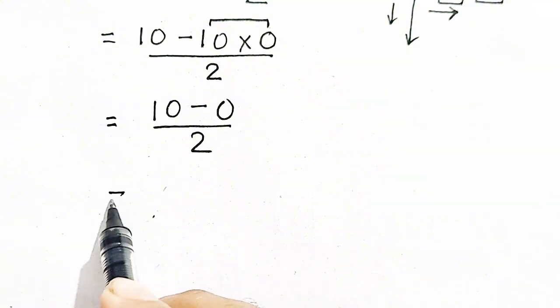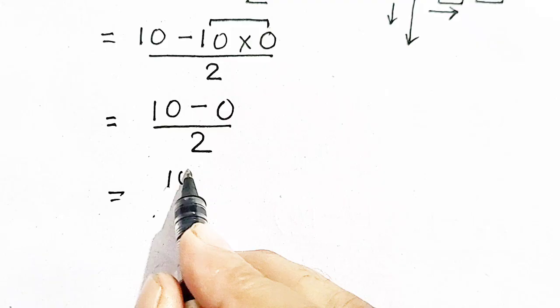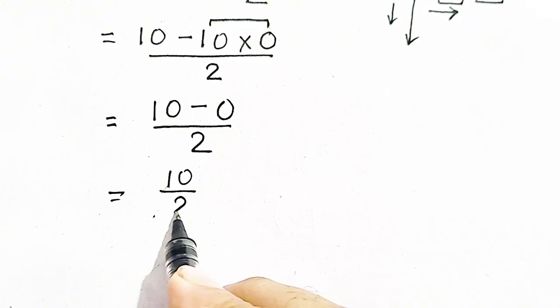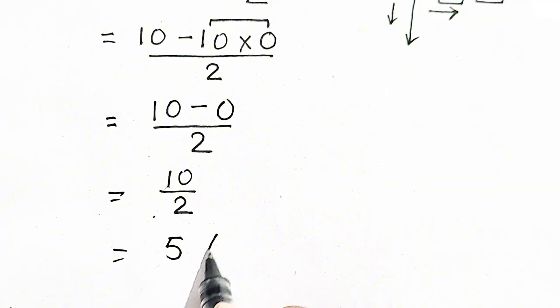We will get 10 minus 0, which will be equal to 10, divided by 2. Now, 10 divided by 2 will be equal to 5. Hence, 5 will be our answer.